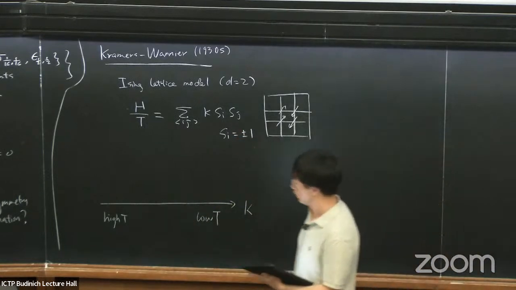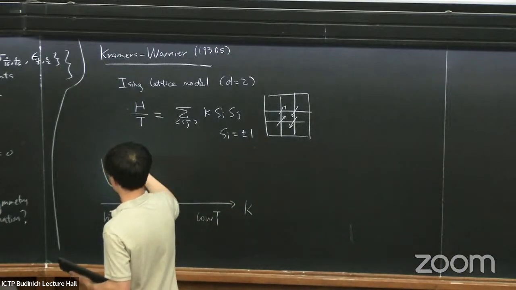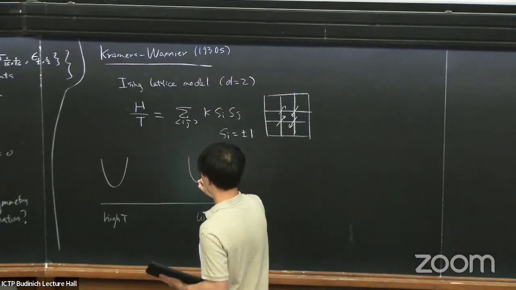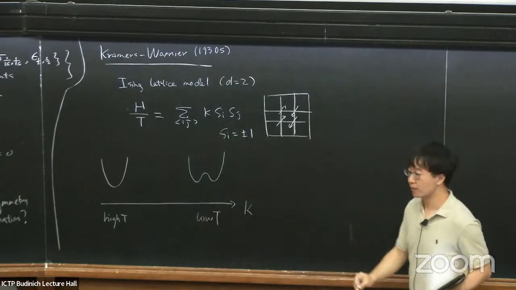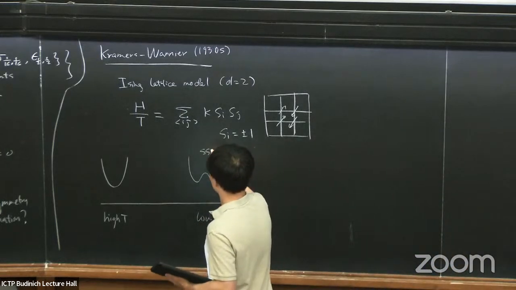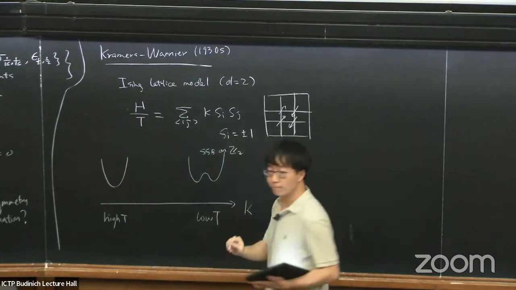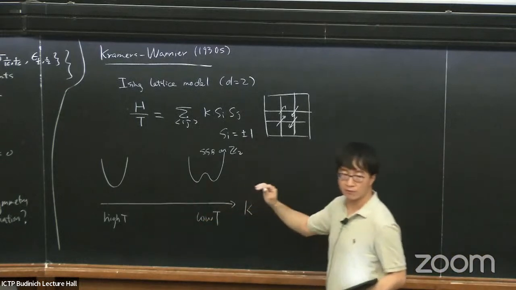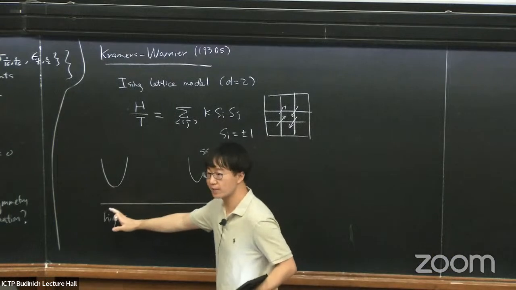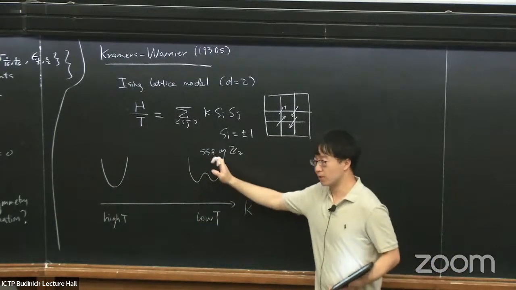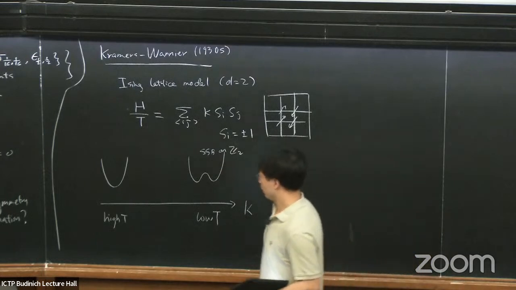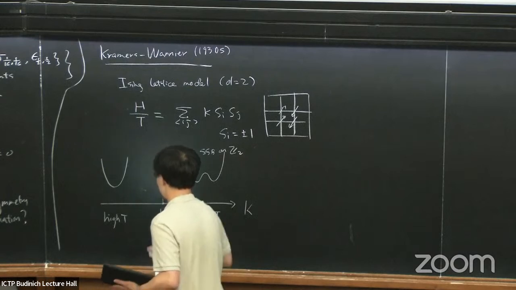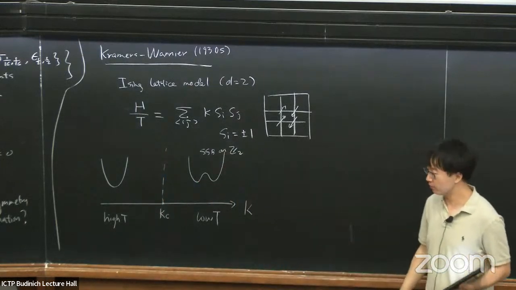I will not solve it here, but you find that at high temperature, you have a non-degenerate vacuum. On the other hand, at low temperature, you have a doubly degenerate vacuum that corresponds to spontaneous breaking of the Z2 spin flip. As a consequence, you expect there to be a phase transition between these two different phases. This is usually referred to as the disordered phase. This is referred to as the ordered phase because of the spontaneous symmetry breaking. There's a phase transition over here, which happens at a special value of K, denoted by Kc, a critical value of K.